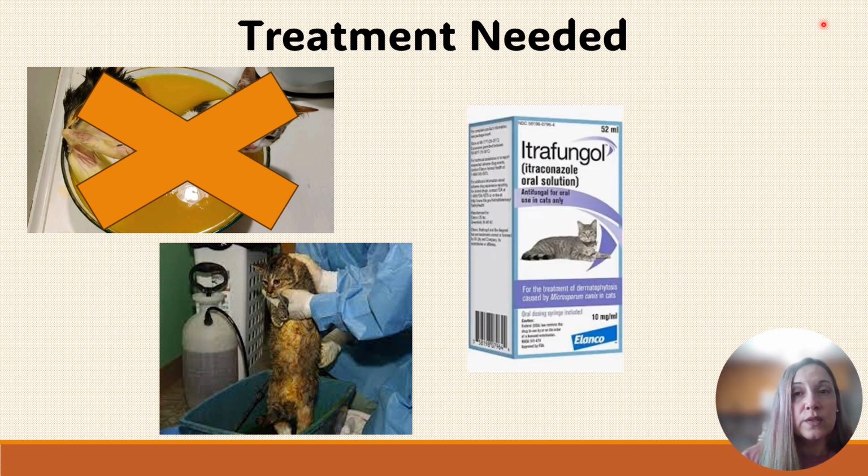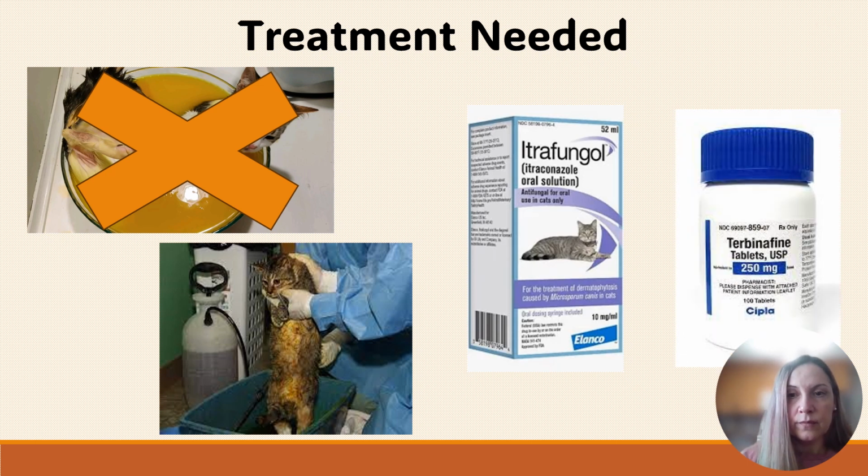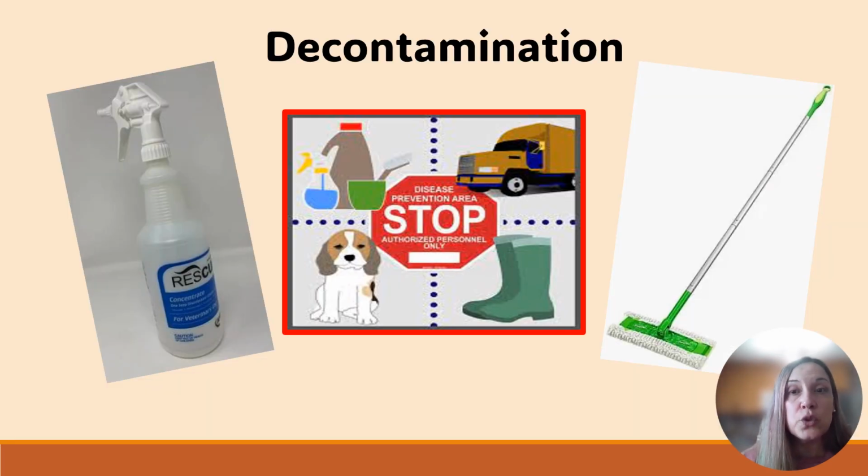We also want to use systemic treatment in conjunction with topicals, and ideally we'll use frequent testing to determine when they're cleared. The options we have for use are itraconazole and also oral terbinafine. That brings us to our third prong, which is environmental decontamination. We need to thoroughly clean and disinfect the shelter environment, including cages, bedding, grooming tools, and other surfaces, because fungal spores can persist, and so diligent cleaning is really crucial to prevent reinfection.